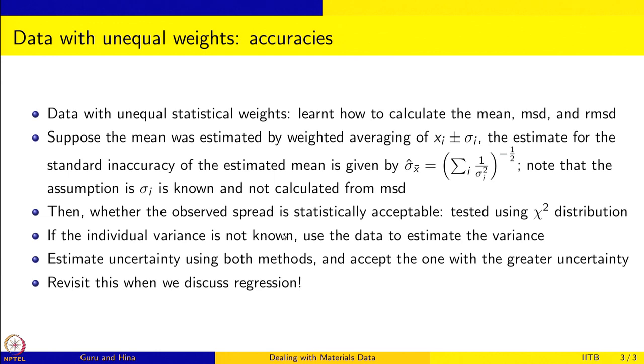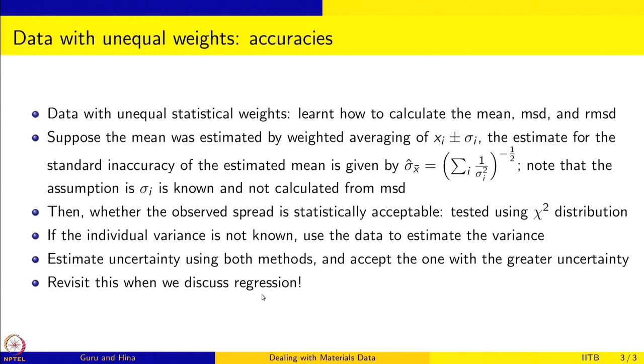If the individual variance is not known, of course you can use the data to estimate the variance. And so there are two ways of estimating the uncertainty. Which one should you accept? You should actually do both and accept the one with greater uncertainty just to be on the safer side. So we will have more to say on this when we discuss regression, the analysis of variance and its errors, etc. We will do a little bit more in detail in regression.